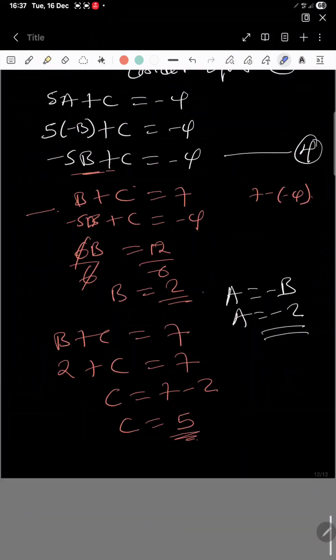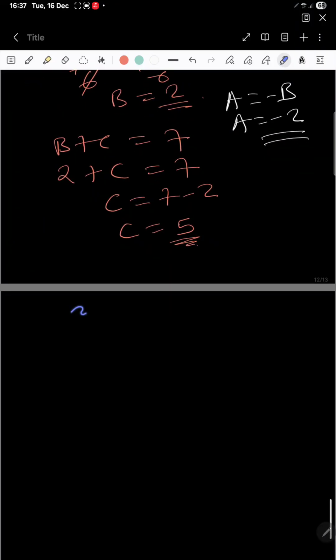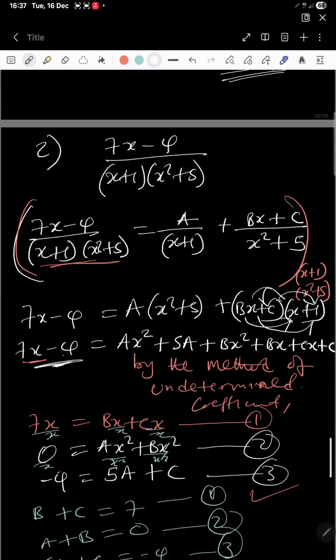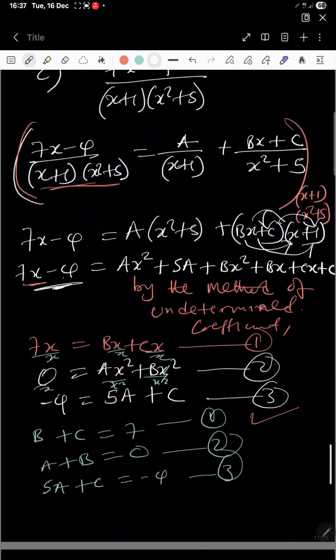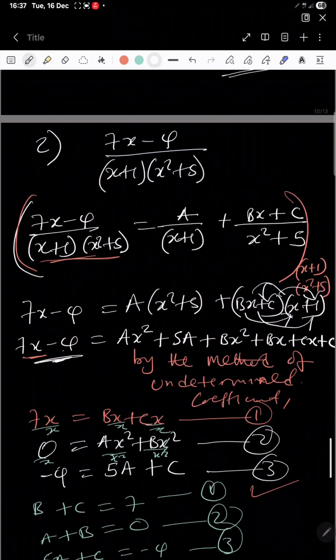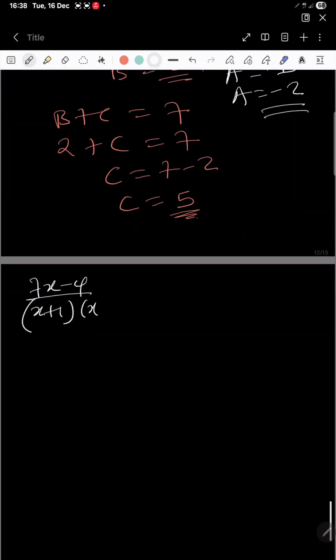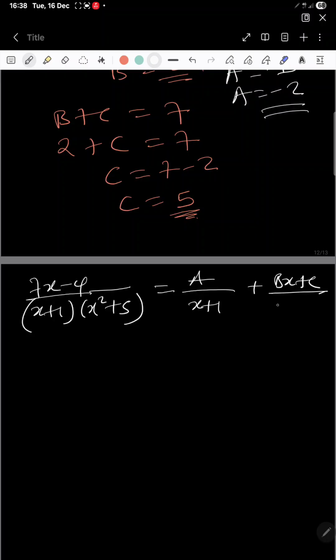So we have 7x minus 4 over x plus 1, and the other one is x squared plus 5. So 7x minus 4 over x plus 1 times x squared plus 5. We said that this is equal to a over x plus 1 plus bx plus c over x squared plus 5. So we need to replace the values now.